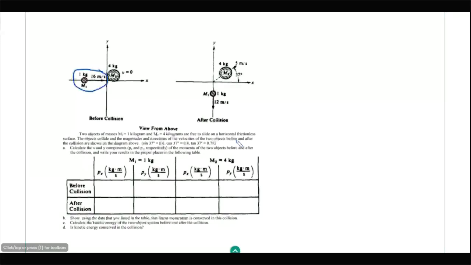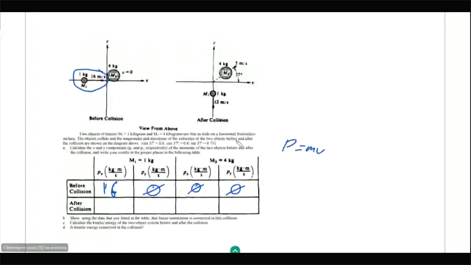Before the collision, mass M1, this guy right here, is moving at a speed of 16 meters per second and has a mass of 1 kilogram. So its momentum, remember, p equals mv, is 16 beforehand. In the y direction, it's not moving up or down, so it has no momentum in the y direction. And of course, our second mass, the 4 kilogram one, isn't moving, so it has no momentum before the collision either.